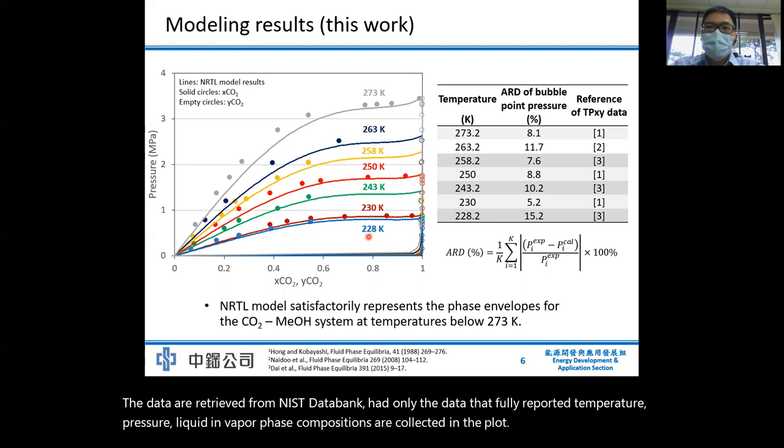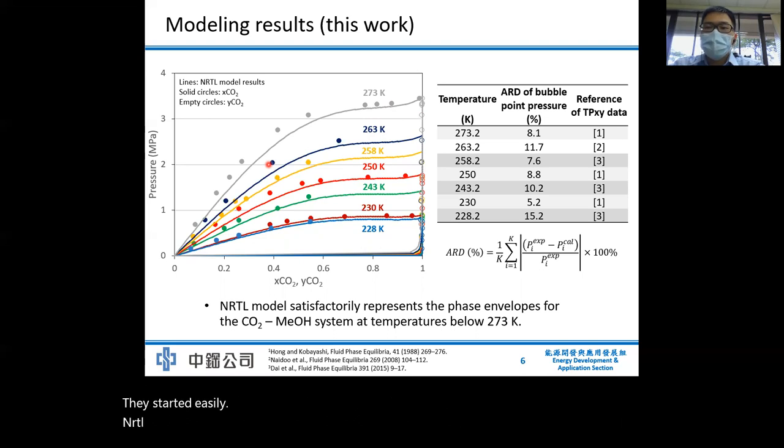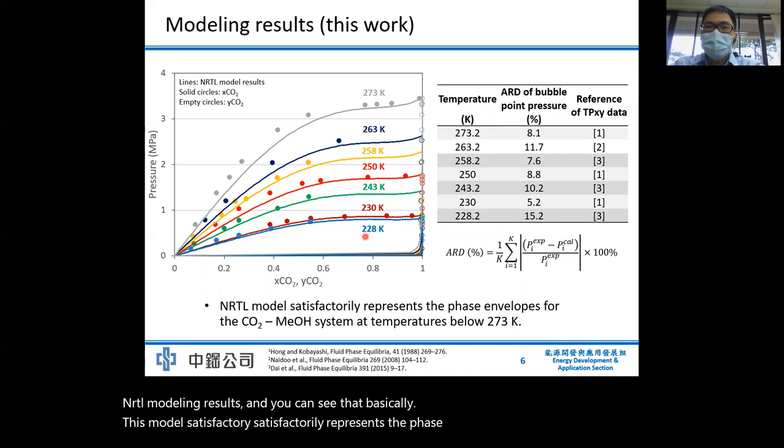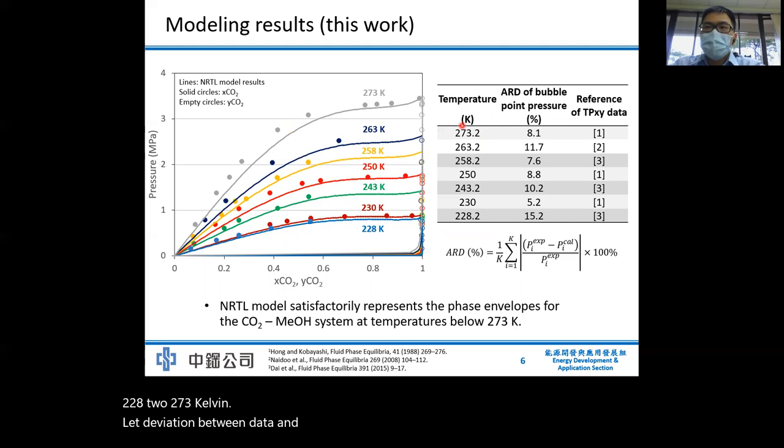And you can see that the lowest temperature is 228 Kelvin. The solid line is the NRTL modeling result. And you can see that basically this model satisfactorily represents the phase envelope in the temperature range of 228 to 273 Kelvin. The deviation between the data and the model result for each temperature is reported in the table.